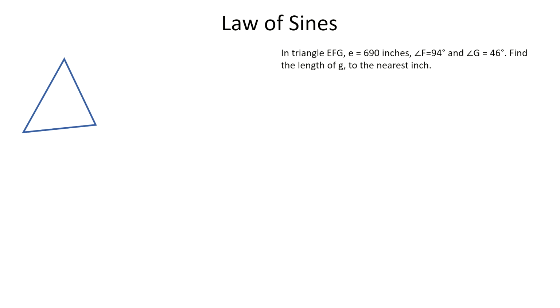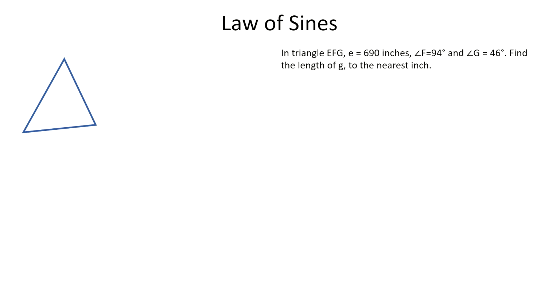So this is a problem that I've seen in a couple of emails from you guys. So let's look at it. Right here, we have the law of sines, and we're going to use it to solve for a missing side of this triangle. So here we go.